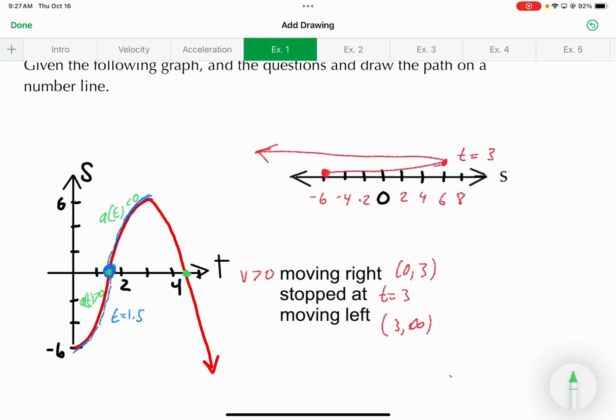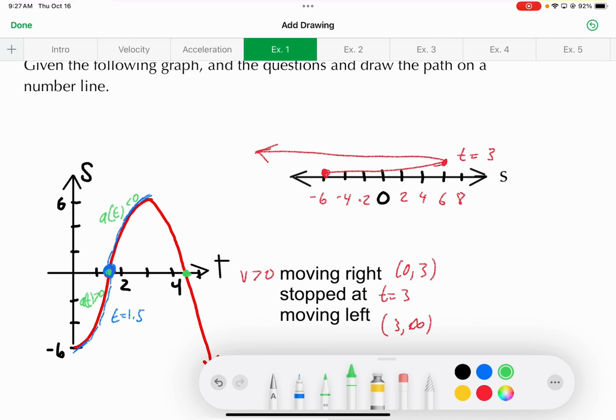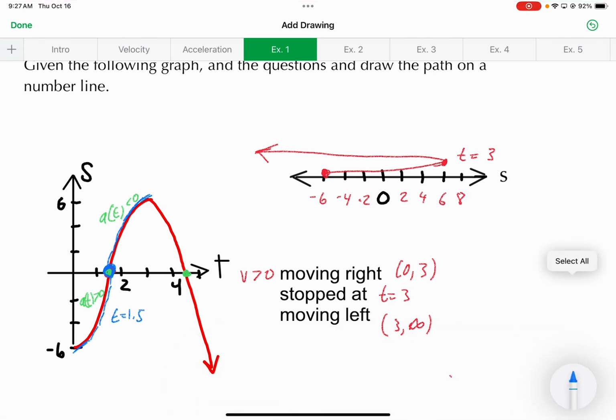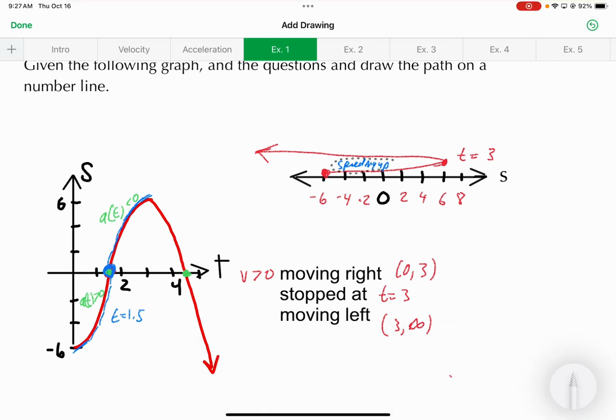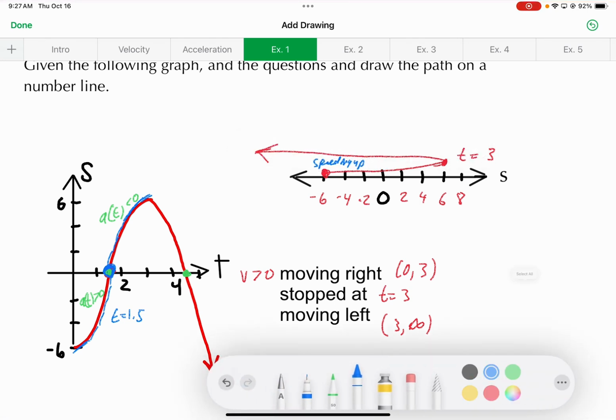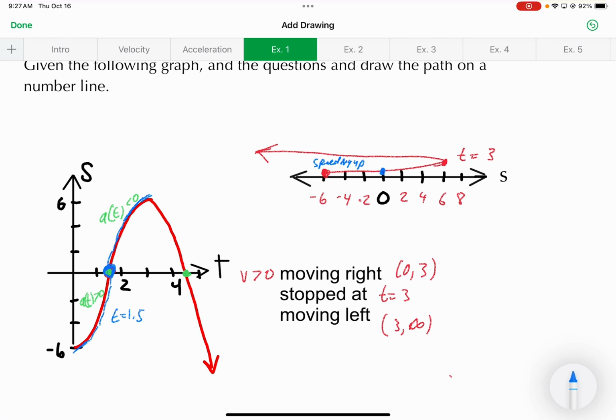All right, so then that means we start slowing down at 1.5. So we'd say it's speeding up. And then what value does that happen at where it switches from speeding up to slowing down? What t value? 1.5. Okay. What about what s value? At 0. So then that means here we switch from speeding up to now it is slowing down.